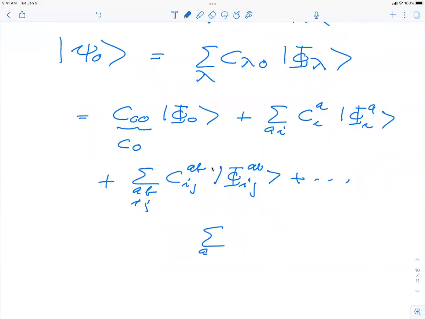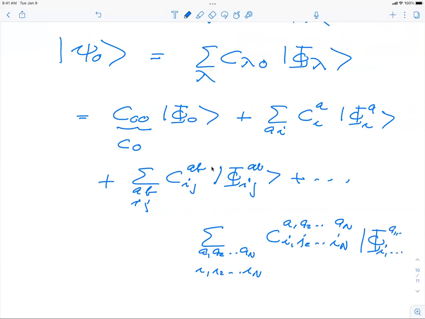So then now I'm just going to go to this A1, A2 up to AN. And then I have an I1, I2 up to IN. And then I have the coefficient CI1, CI2 up to IN, and then A1, A2 up to AN. And this is now multiplied with this new Slater determinant, which represents all these n particle, n hole excitations, A1 all the way up here, like that.